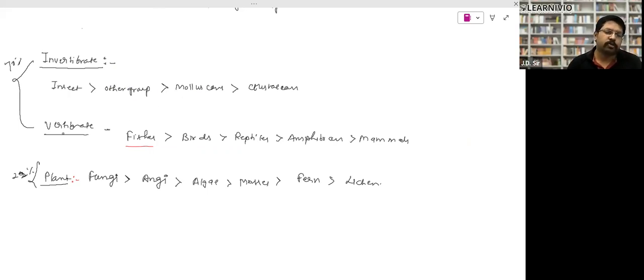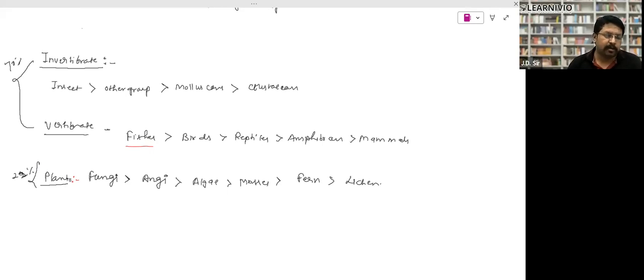If we talk about the sequence of decreasing order of biodiversity of vertebrates, fishes have maximum biodiversity. Then birds, then reptiles, then amphibians, and then mammals. So mammals have the least biodiversity out of these vertebrates.